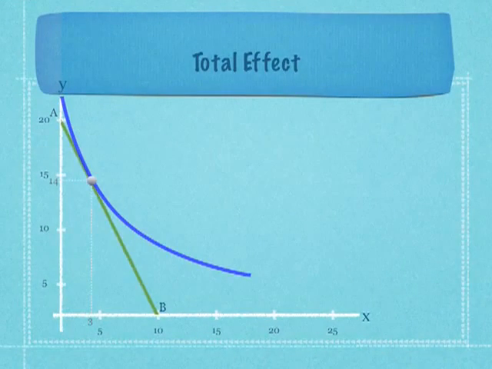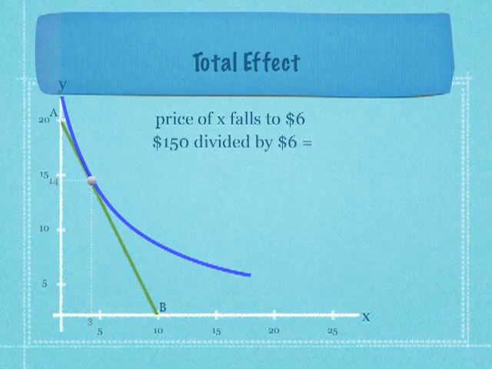Now the total effect, if price of X falls, we're going to look at that first. So let's say price of X falls to $6. That means that the budget line will shift out. So we take 150 divided by 6, which is equal to 25. So the bottom, where point B is, is going to shift out to 25.